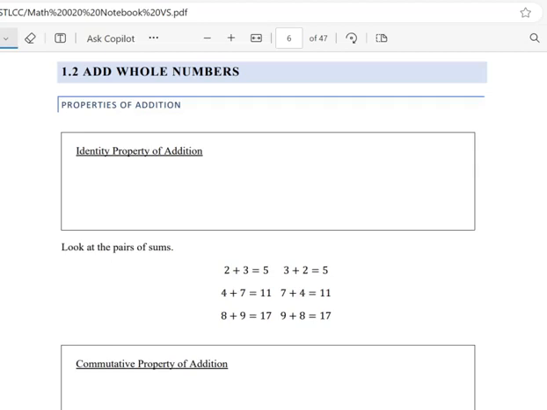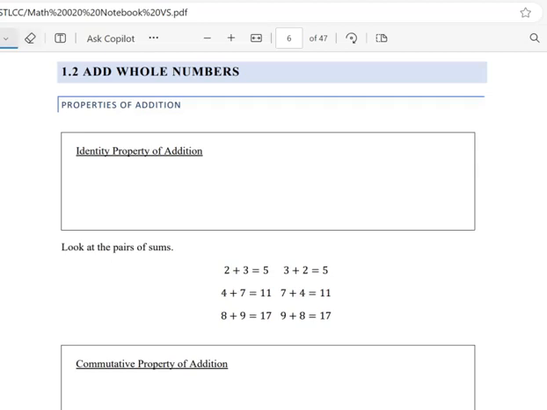So in this lesson 1.2, we're going to talk about some properties of addition of whole numbers. We're also going to talk about how to write or indicate addition in plain English words, and then we'll practice some addition problems. So when you add whole numbers, before you start adding them, we need to learn or review a couple of things.